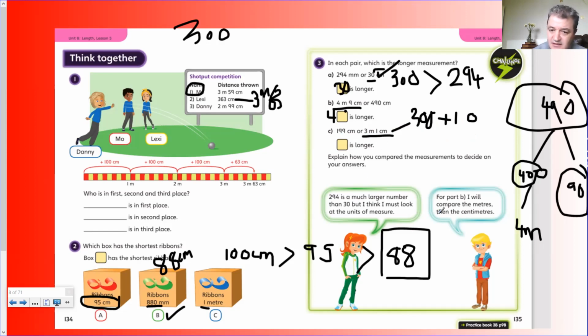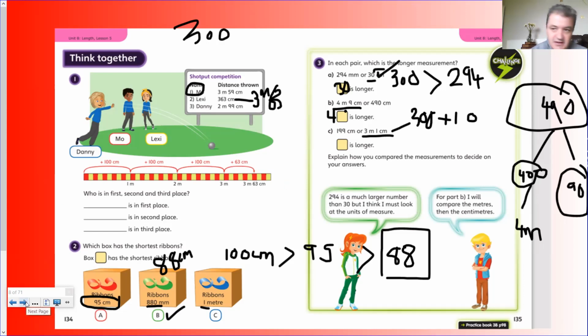So again, the importance of looking at units. Hopefully you can understand we're using part whole models, we're comparing them, we're converting them into the same units. As soon as we do that, we can compare them. We need that conversion before comparing.